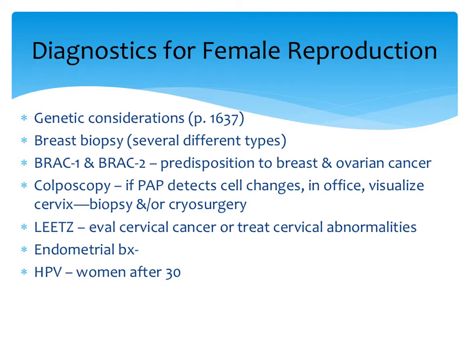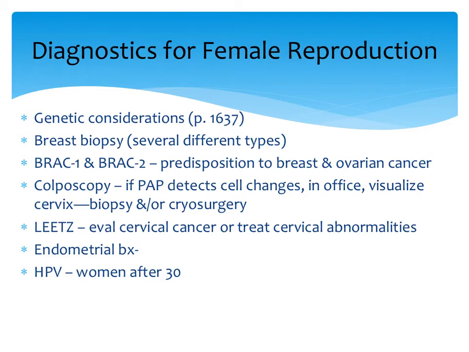The colposcopy is done in the healthcare provider's office. Typically the OBGYN will do it in their office. They take a microscope, visualize the cervix, and usually take a biopsy of the cervix. They can also do cryosurgery, which is freezing. If there are any abnormal cells, they can freeze them to stop their growth.